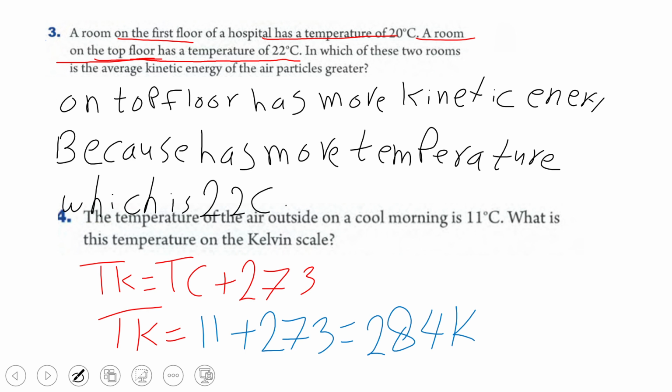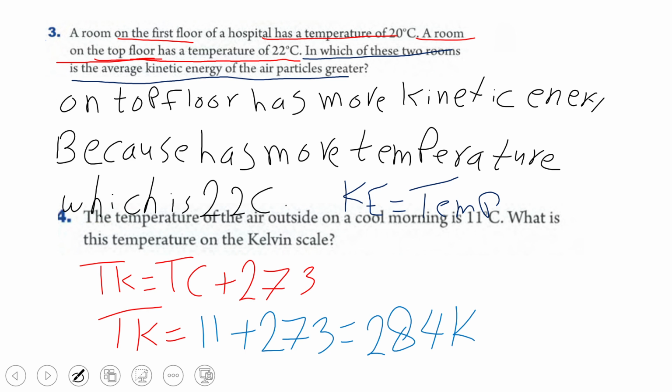In which of these 2 rooms is the average kinetic energy of the particles greater? We studied the relation between kinetic energy of the particles and temperature. We said that if we give the particles more temperature, at the end we get a larger kinetic energy. The particles are moving faster. Otherwise, if we have less temperature, of course the particles are moving slowly.